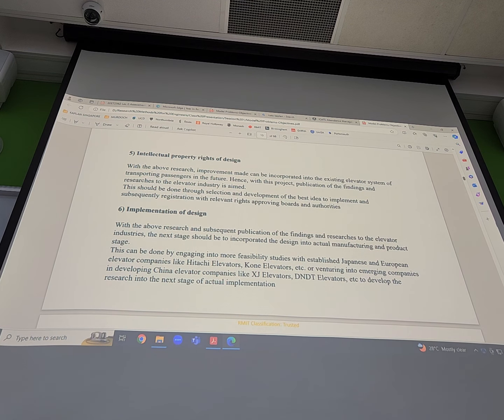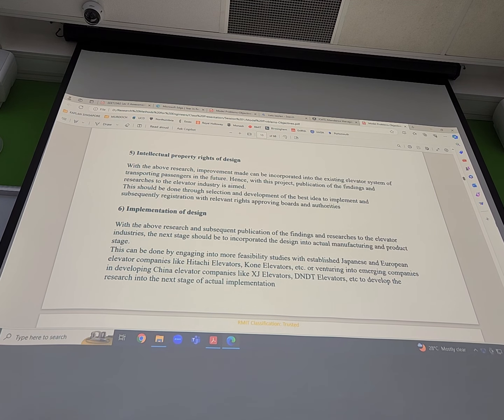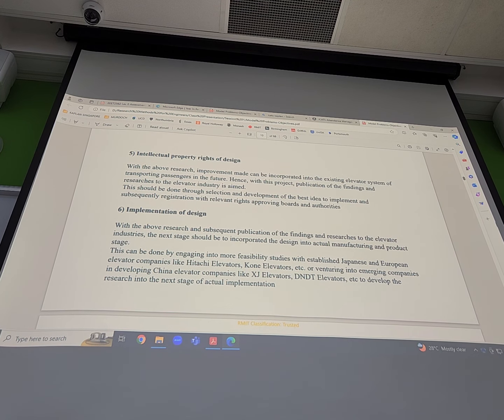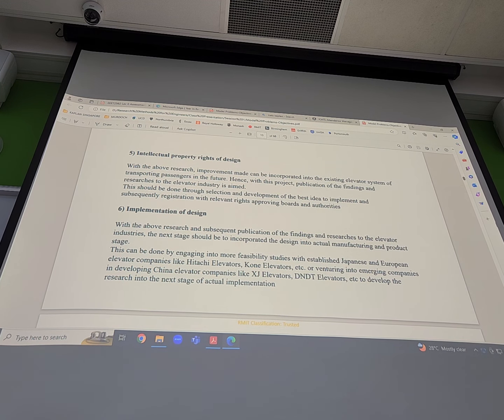Another objective, intellectual property rights of design. So this cannot be an objective. So implementation of design is again a methodology rather than an objective.